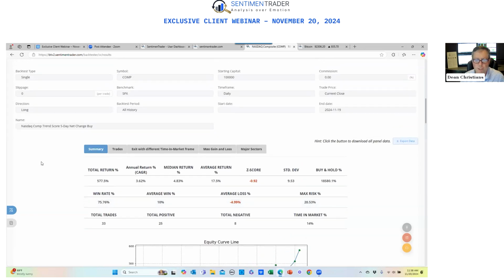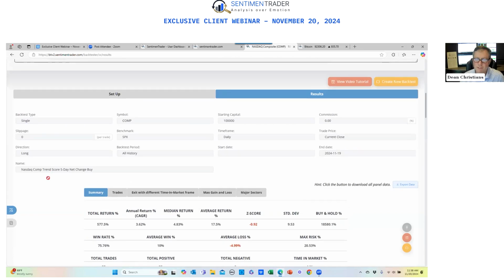There's a lot of flexibility in terms of how you can use this, in terms of jittering those signals, how you can use exit rules and what have you. So that's an example of a 5-day net change trend score trading signal.